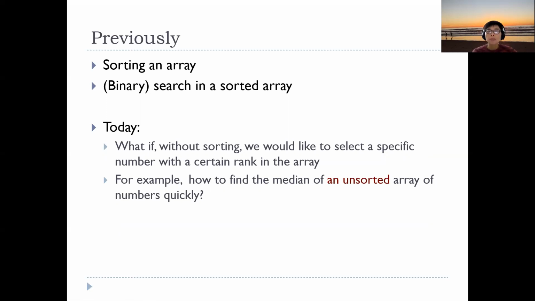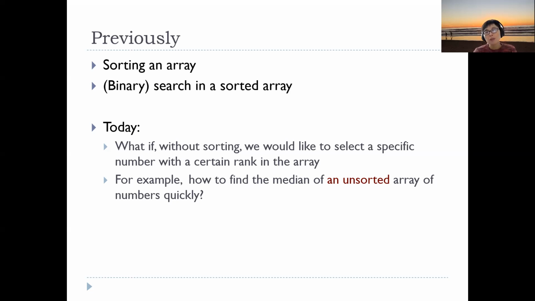Now, we also mentioned that once you have an array already sorted, you can do many things efficiently. For example, if you want to select a specific number with a certain rank in the array, you can just access it. If you want the smallest one, you just go to the first entry in the array, or the largest one, that's the last entry, in constant time.